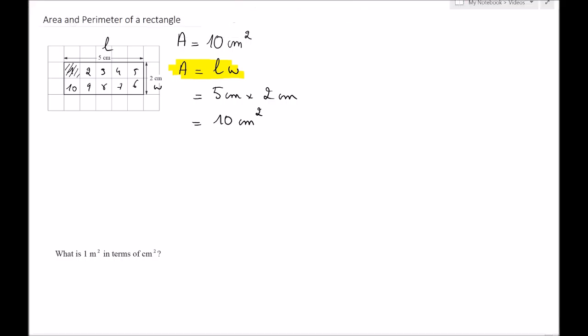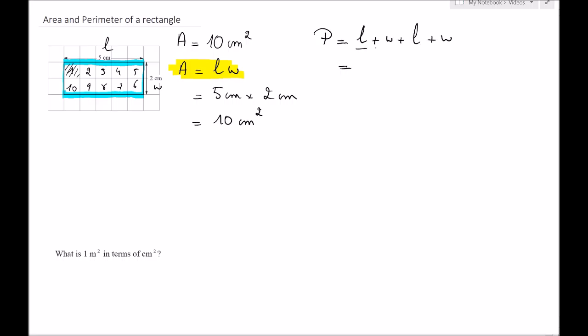Now, you also need to be able to do the perimeter of a rectangle. Again, what is the perimeter? Well, it's the sides. You're going to add up all the sides. And let's see what that makes here. You're going to have one length plus another width plus a length plus a width.